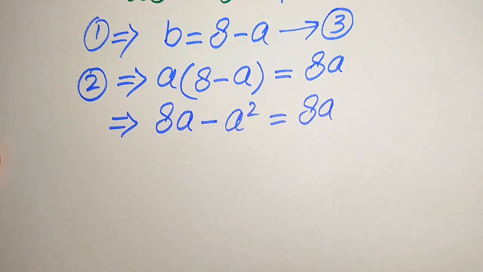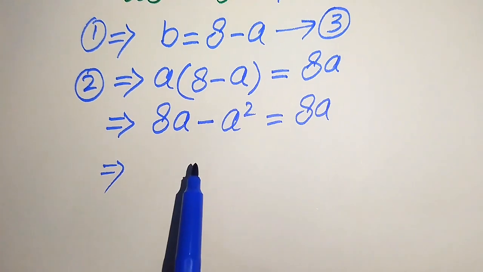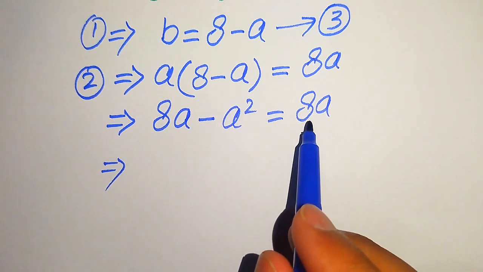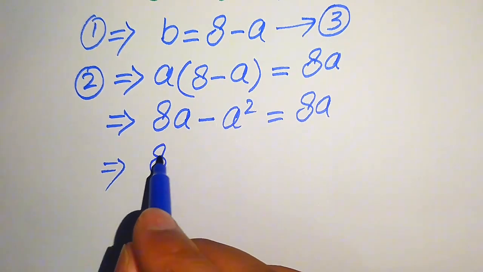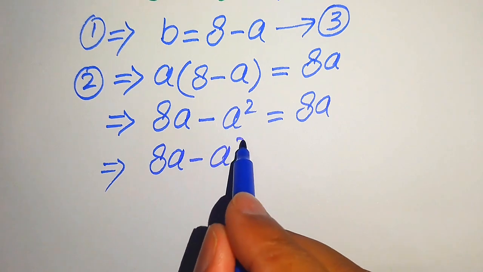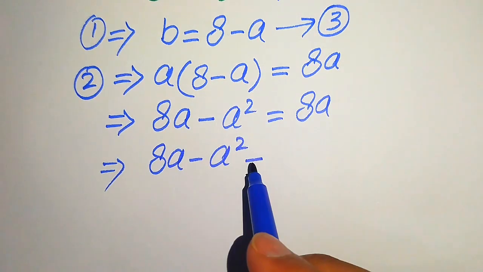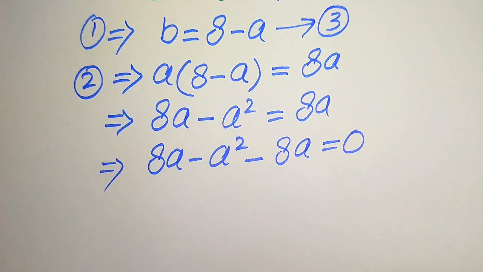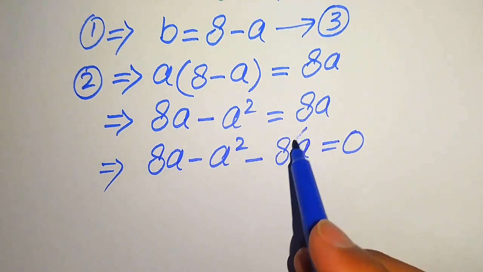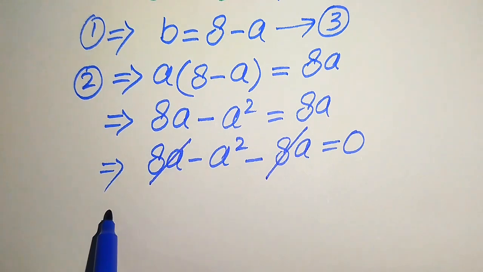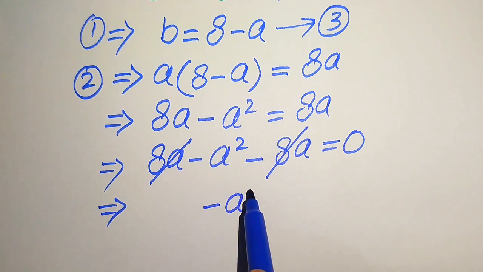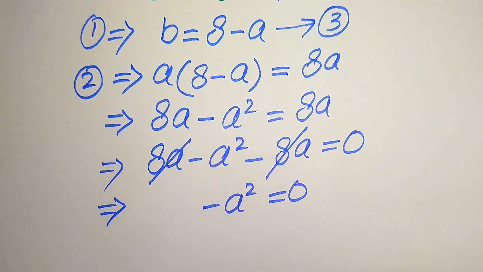Now in the next step you see that all of these terms are converted into the variable a, so we move this 8a to the left hand side, and it will be written as 8a minus a square. This is plus 8a; when we move it to the left hand side, it becomes minus 8a, and this whole equation equals 0. So this 8a and this minus 8a cancel each other out, and we get minus a square equals 0.